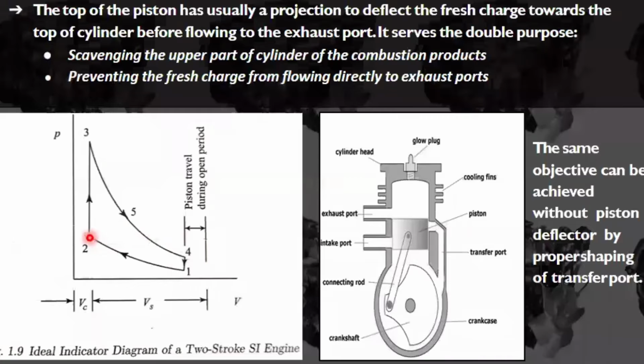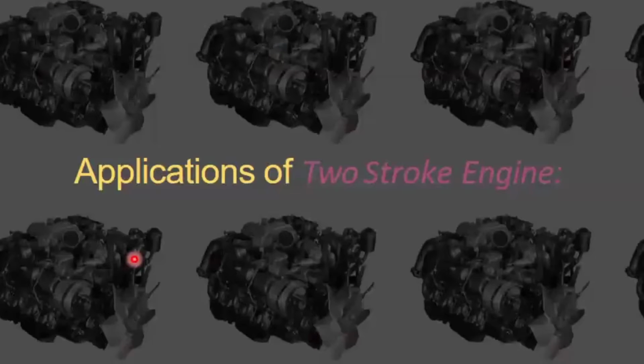That means we are going to add fuel if it is a CI engine. The 3 to 4 or 3 to 5 process is the same, and 4 to 1 is also the same. The big difference is that 2 to 3 is going to be at constant pressure in the case of a CI engine. So you can draw the indicator diagram for a two-stroke CI engine also. That's all about two-stroke engines.